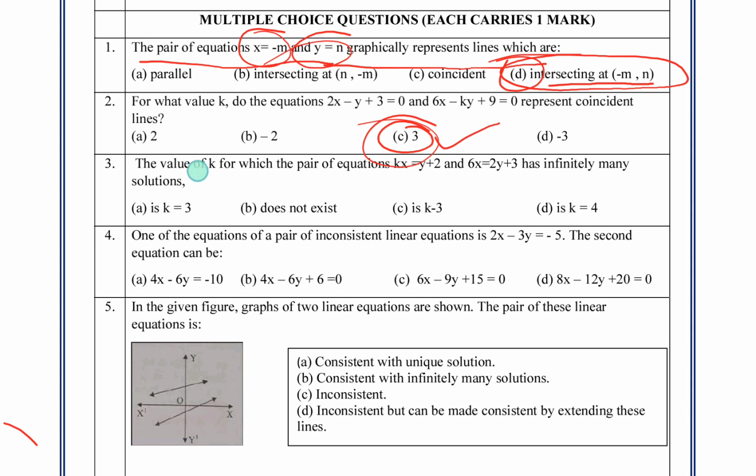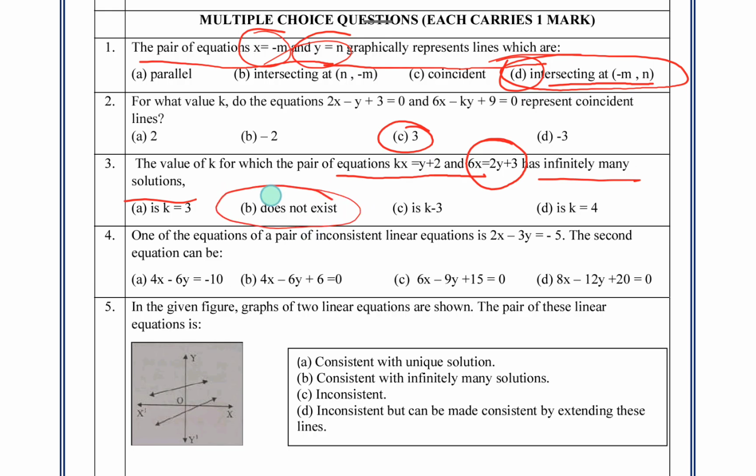The value of k for which the pair of equations kx plus 2 equals y plus 2, 6x equals 2y plus 3 has infinitely many solutions. In this one the answer is B, does not exist. For this equation, the problem solution is not obtained, so you can write does not exist. If you have values, you can write option A, C or D. Then come to the fourth.